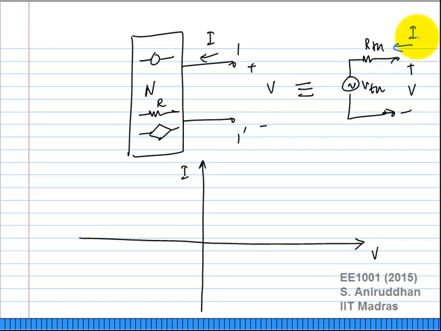This is I. You apply V and I and you want to find out the characteristics. First of all, that's a DC source. What is it? Minus VTH by RTH. That is the y-intercept.